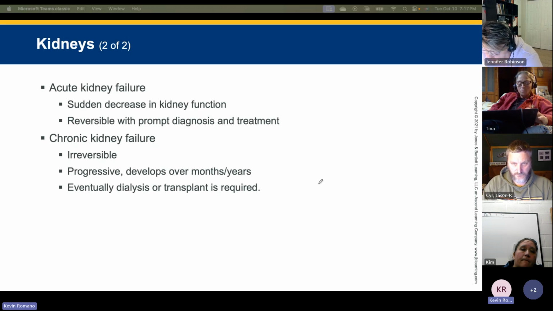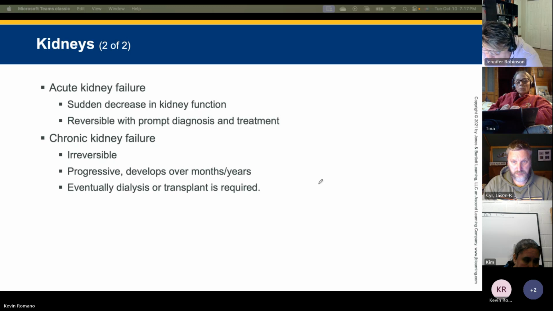Acute kidney failure is a sudden decrease in kidney function, and it is reversible with prompt diagnosis and treatment. Again, there are a lot of things that can cause kidney failure, one of them being sepsis. Right? Multiple organ dysfunction syndrome, MODS, M-O-D-S, is a result of severe sepsis or septic shock. Right? Chronic kidney failure is irreversible.